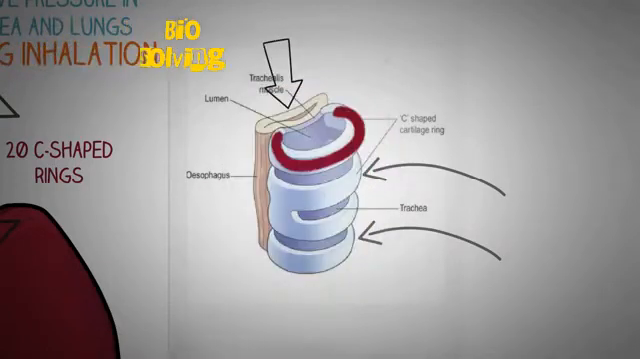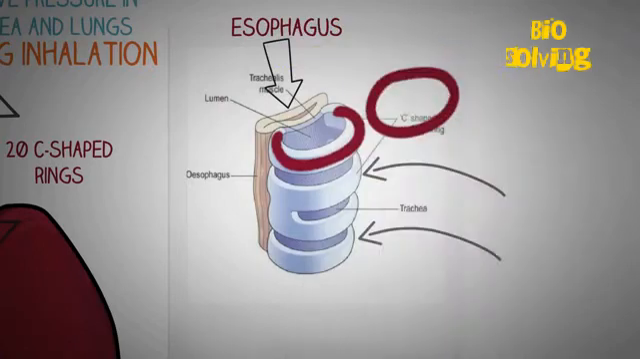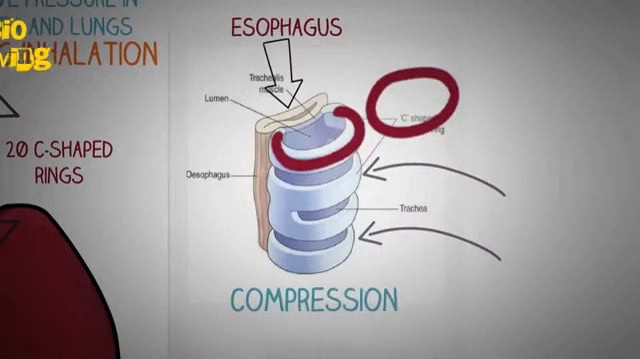If you see closely, these tracheal rings are basically C-shaped. These are not completely circular because the esophagus lies behind the trachea, and if these rings were circular, they would have compressed the esophagus during swallowing, and this could have led to choking.